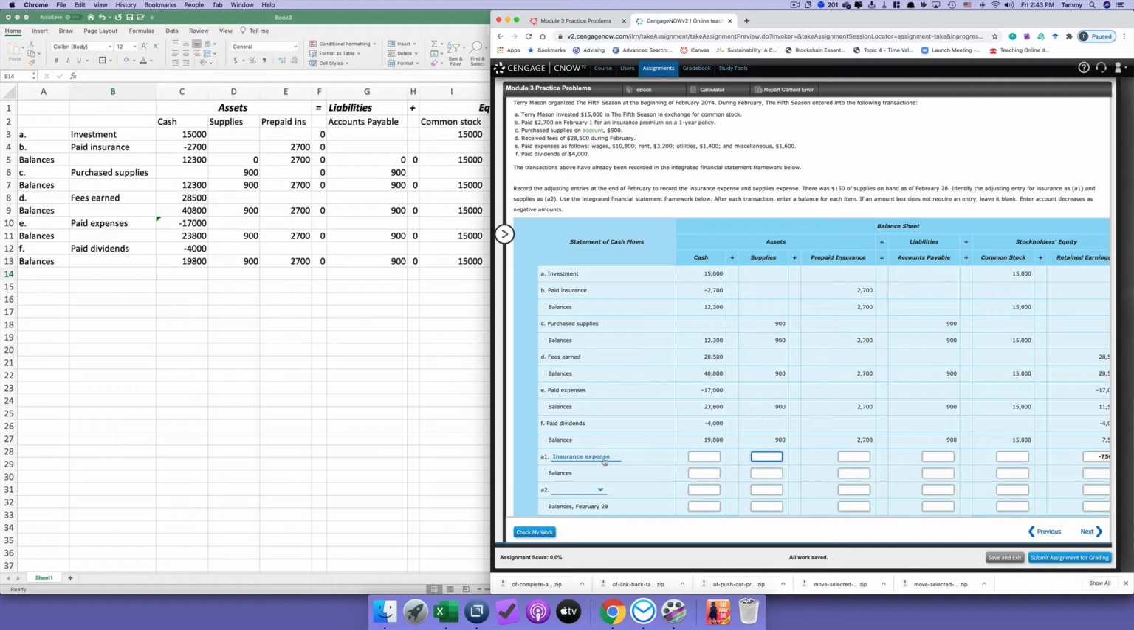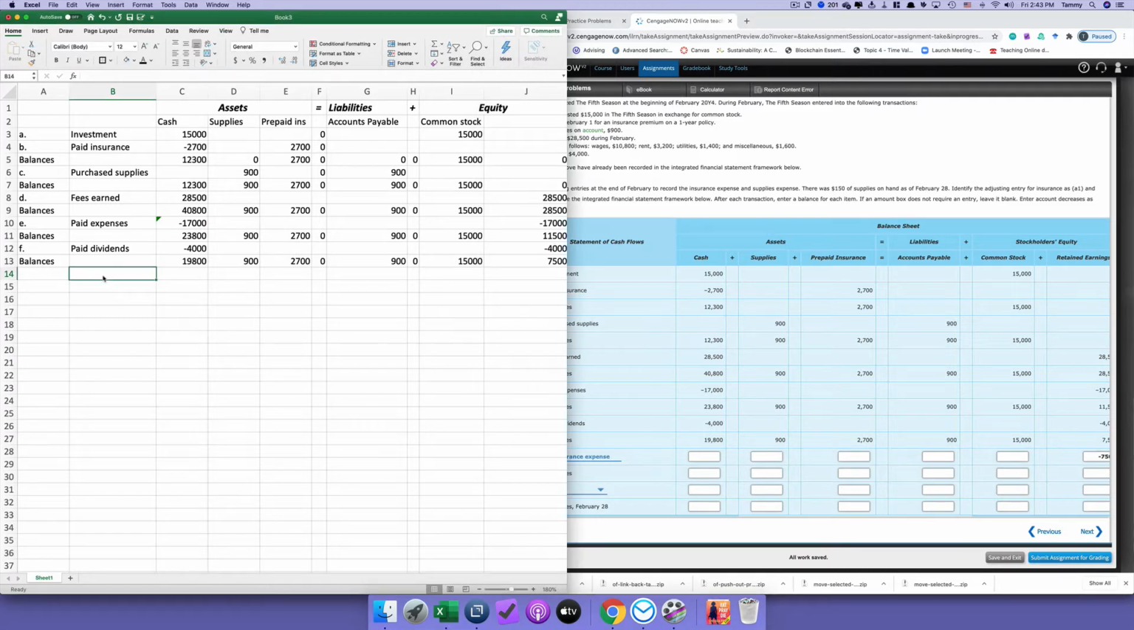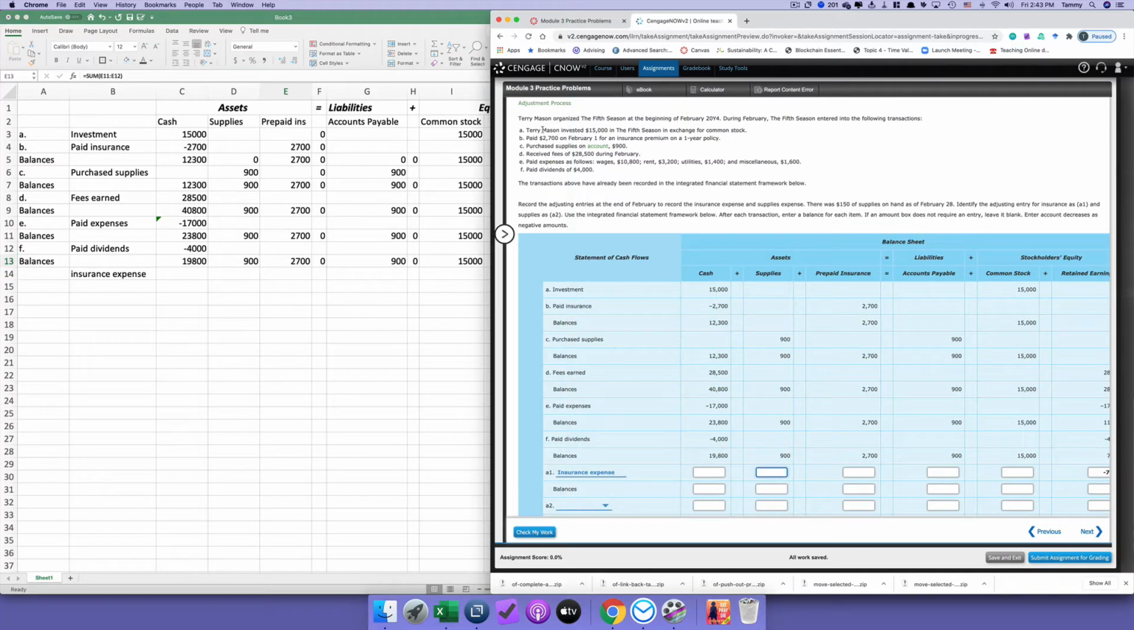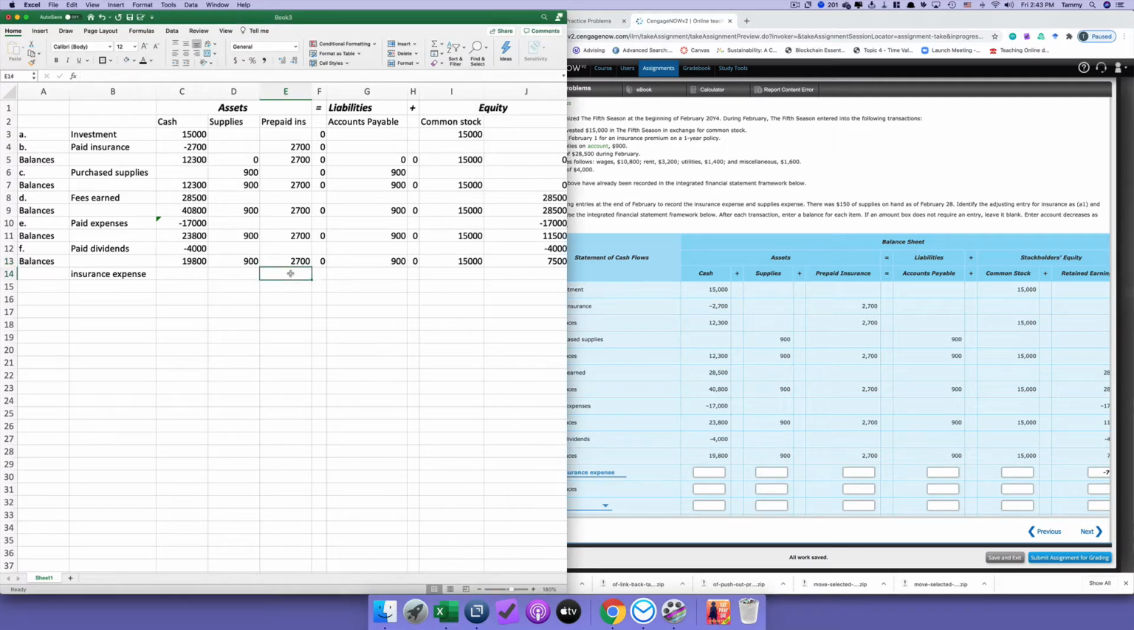Right, so I've already pulled down insurance expense here on this pull down menu, but they don't tell us how much it was. So let's use Excel to figure it out. We'll say insurance expense, right? There's no cash involved, but we have this prepaid insurance for $1,700. And if we look up here in the transactions, we paid $2,700 on February 1st for a 1-year policy. So what that means is every month we use up 1/12 of the insurance.